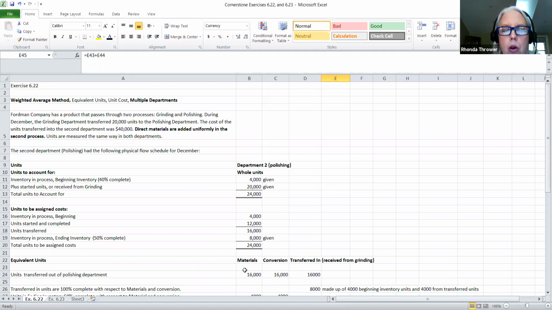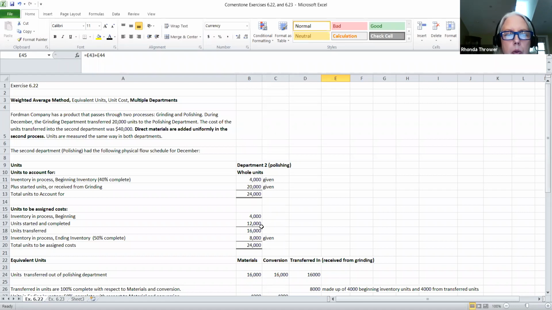So I like to start with whole units because the whole units are the same no matter whether you do the weighted average or the FIFO method. It's just a good place to start. Then what we're going to do is assign our equivalent units based on the weighted average method. So the next step in the process of whole units is to reconcile this 24,000. We're going to break this amount down further. Our beginning inventory was given, so we just plug this in basically here.